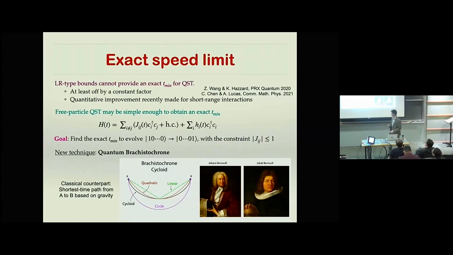This is kind of like a classical analog of this problem, first found by the Bernoulli brothers many centuries ago. They considered a classical problem where you try to find the shortest-time path from point A to point B under gravity. This is actually a non-trivial problem. It turns out the shortest path is not a straight line, it's not a quadratic one, but it's actually a cycloid.